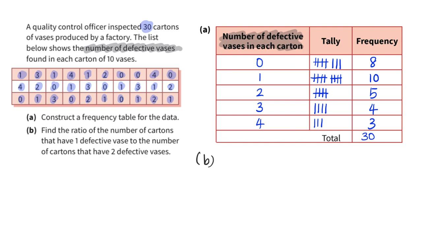And for part B, we are supposed to find the ratio of the number of cartons that have 1 to that of 2. So 1 is 10, 2 is 5. So the required ratio would be 10 is to 5. This is not the simplest form, so divide by 5, I will get 2 is to 1. Alright, let's move on to the next question.